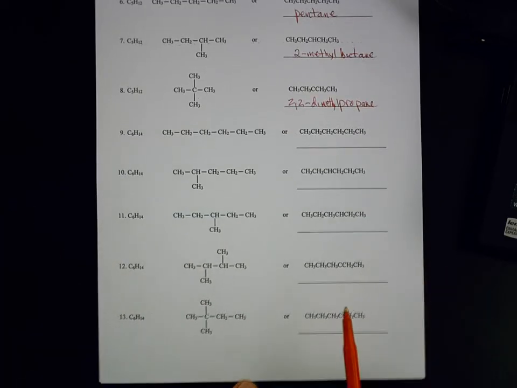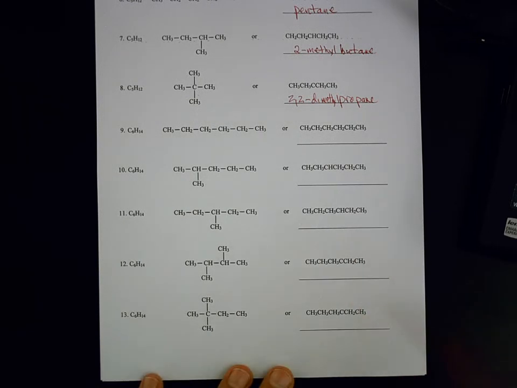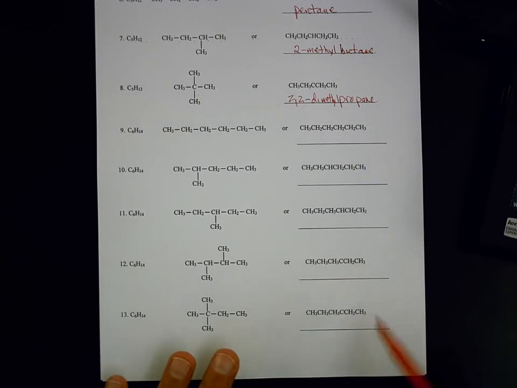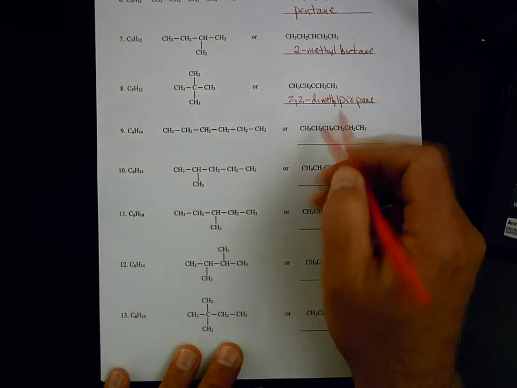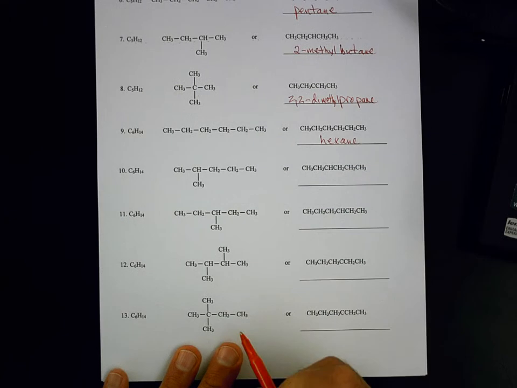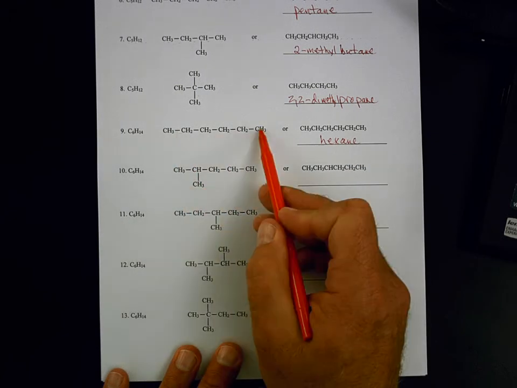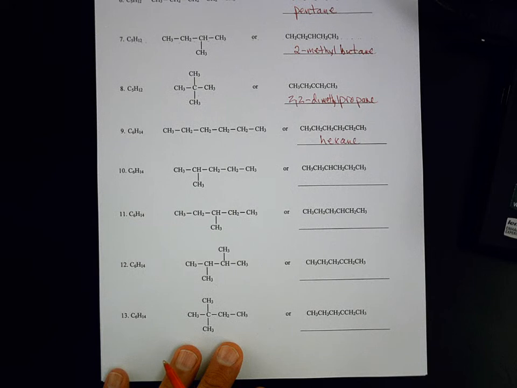Now 9 through 13 are all isomers. They're all C6H14. But again, just to show how the name changes depending on the length of the chain and then what branches we have. So 1, 2, 3, 4, 5, 6. We're back to our hexane. This is a partially condensed form. This is a totally condensed, no lines.